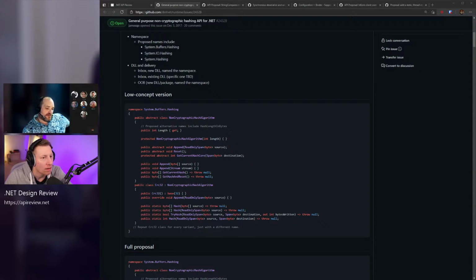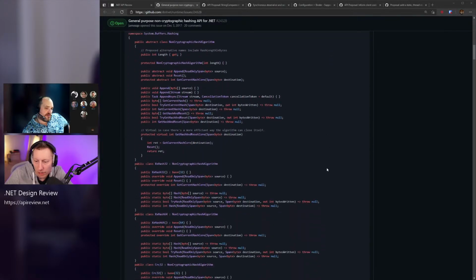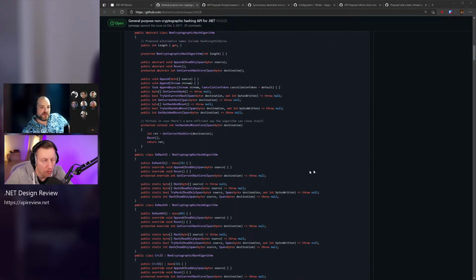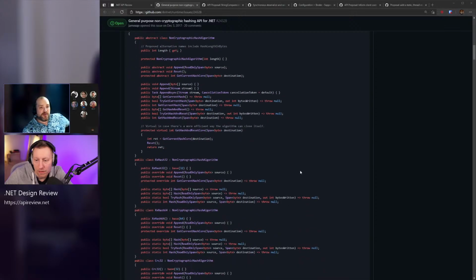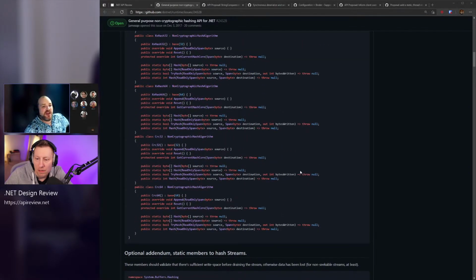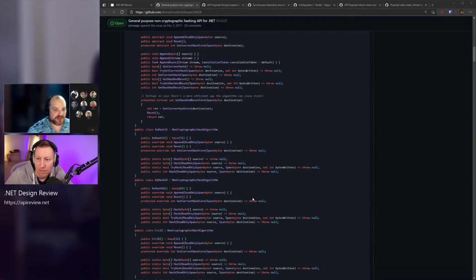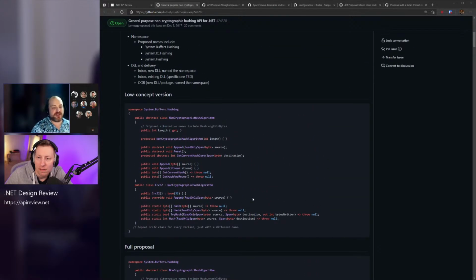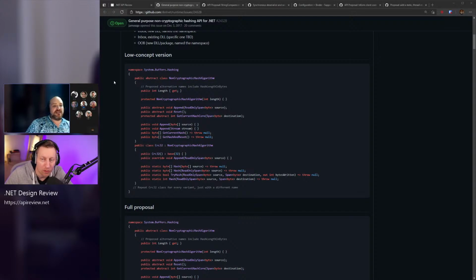So the thing is, if you want to evolve it, because we're saying we start with your minimal approach, and then early .NET 7 we decide, oh no, people are asking for XXHash32. That's part of the minimum approach. Yeah, CityHash. There you go. Let's come up with other ones, but yeah, the actual proposal is the full proposal here, and then we can talk about the optional things at the bottom. There's low concept versions just for the reviewers.